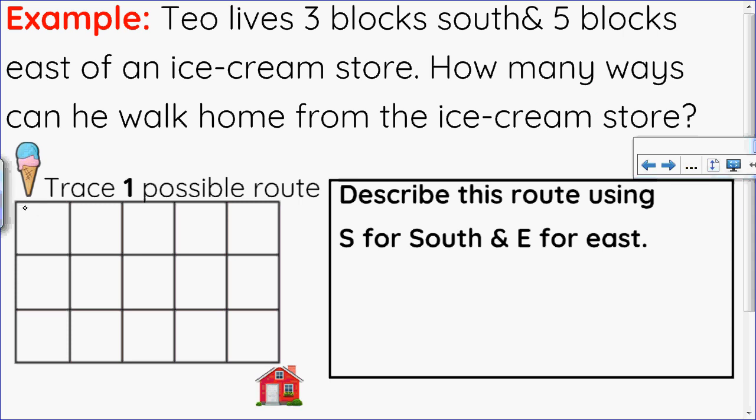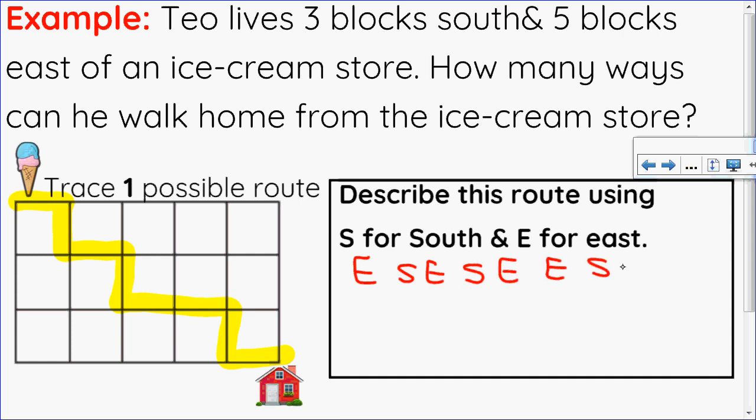Here is just one possibility. Let's say he kind of zigzags through. Let's say that's one route that he goes. If I wanted to describe this route using S for south and E for east, I can say he went east, and then south, and then east, and then south, and then east and east, south and east. That's only one possible route, but I could switch around those and go in a different way. Like I could switch around these two and go east, east, and then south, and that would be a new route.